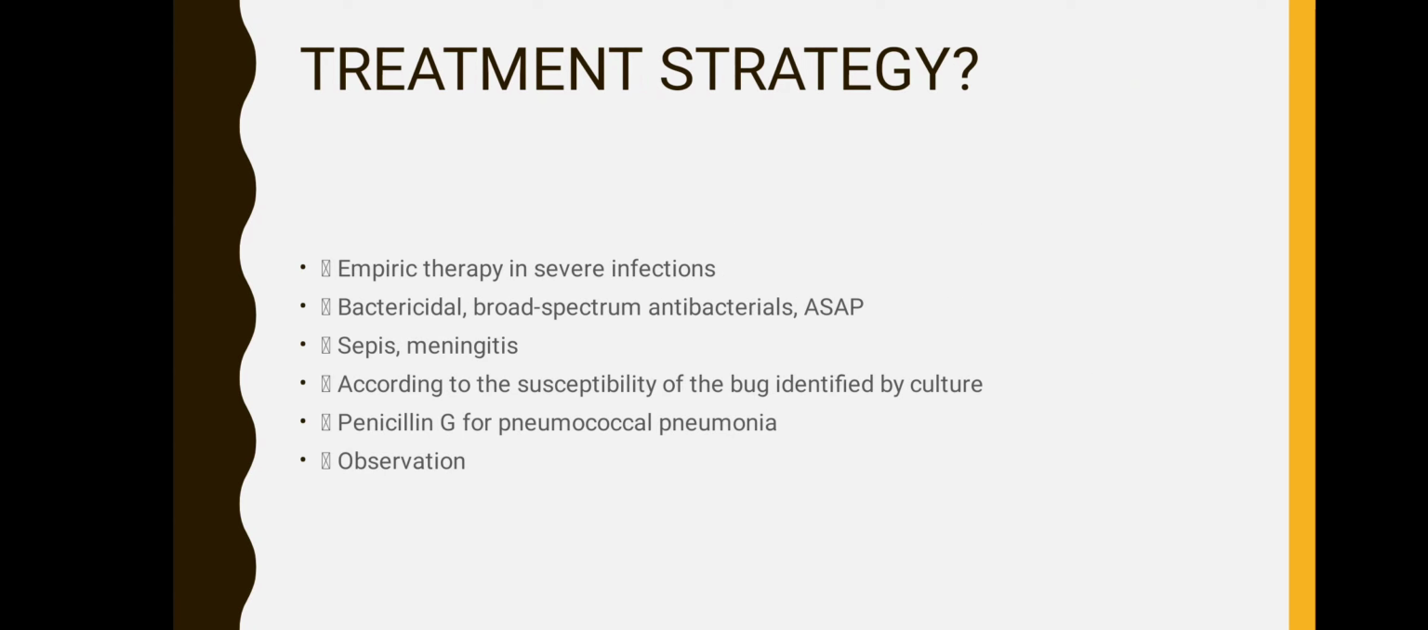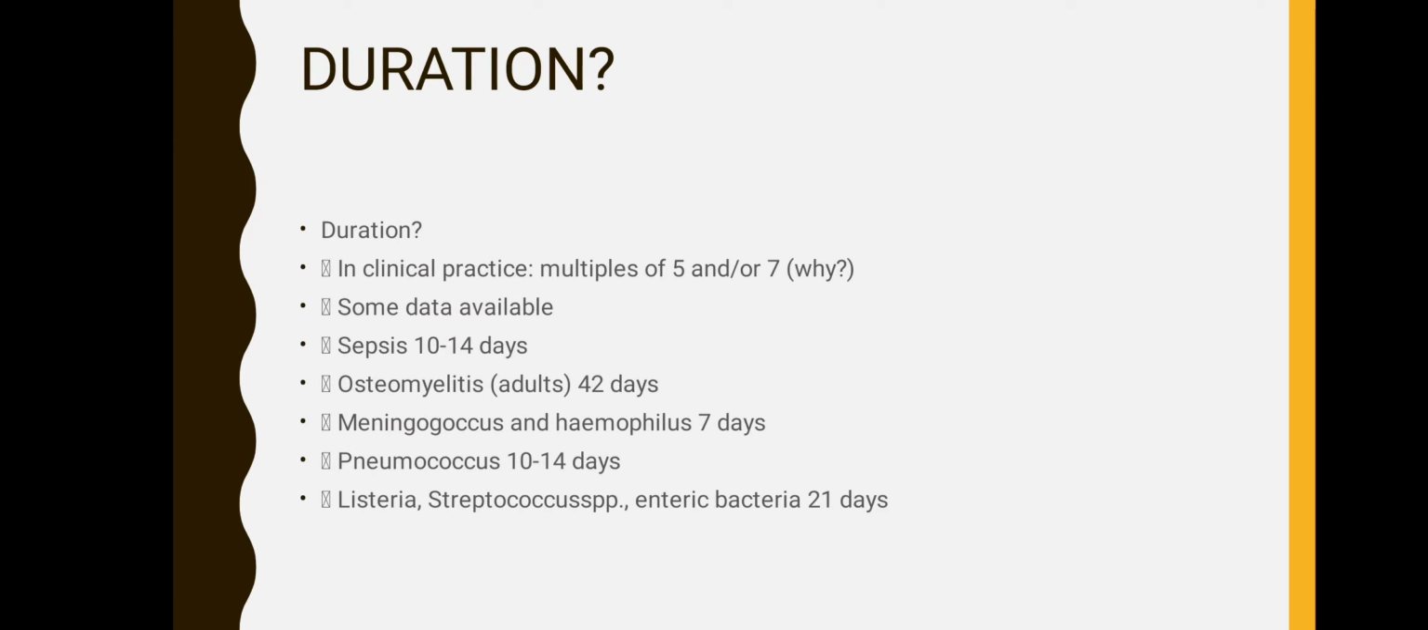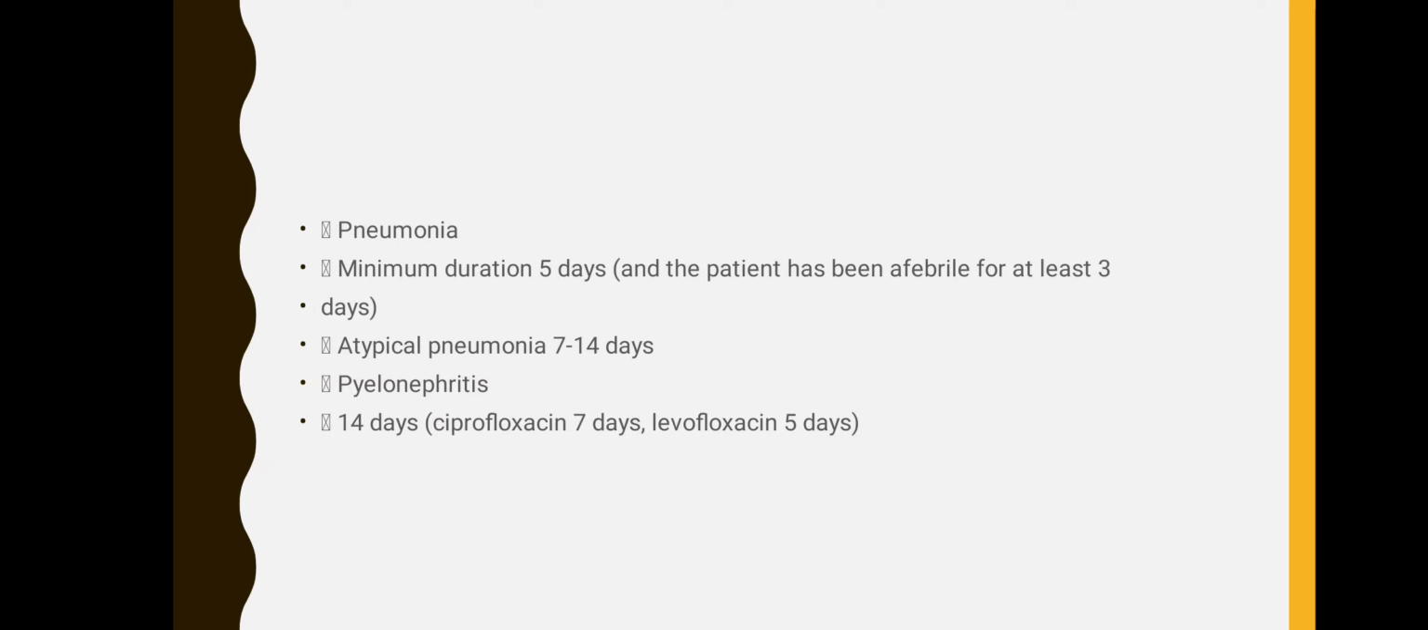Treatment strategy: first, we give the empiric therapy, a bactericidal drug, or penicillin G for pneumococcal pneumonia. According to the susceptibility of the bug, we give the empiric therapy or rational therapy. Route is as defined previously. Duration depends upon the pathogen. Minimum duration is 5 days. Why 5 days? Because the drug reaches steady state concentration in 5 to 7 days. Atypical pneumonia 7 to 14 days. We should not stop the antimicrobial therapy before the limited duration of days.